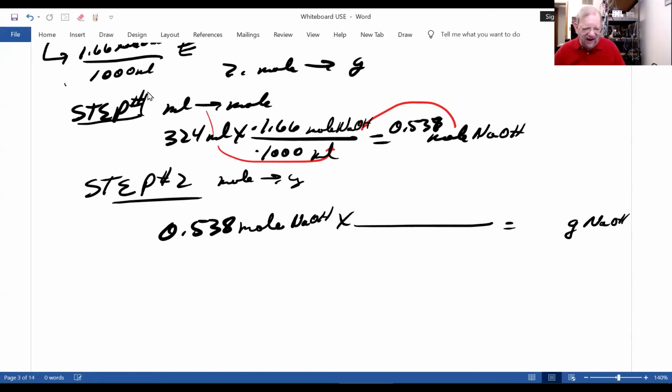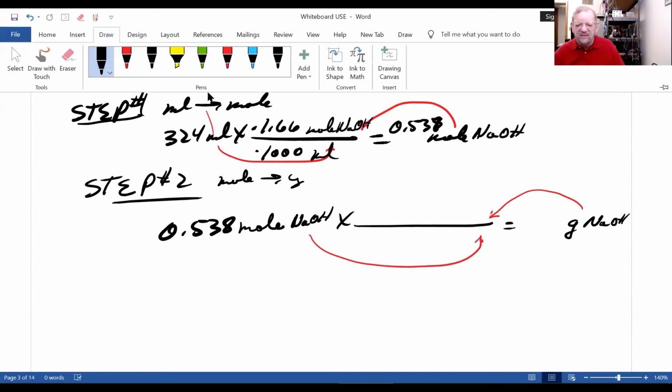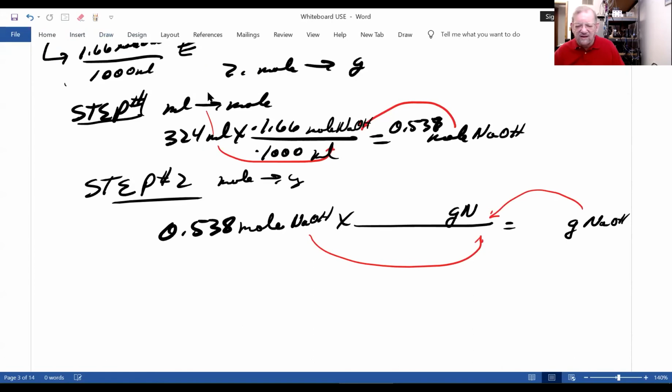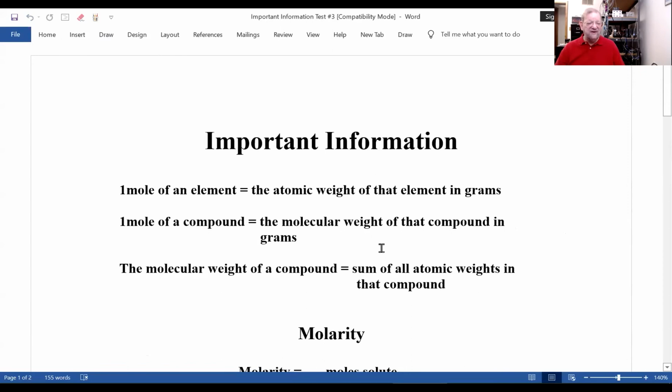And how do we do that? We use our good friend, our good buddy, unit analysis again. Whatever I'm trying to get to goes on top. Whatever I'm trying to get rid of goes underneath. And where do I get these numbers? Well, guess what a nice guy Dr. White is? I am. And let's go back to test number 3, important information.